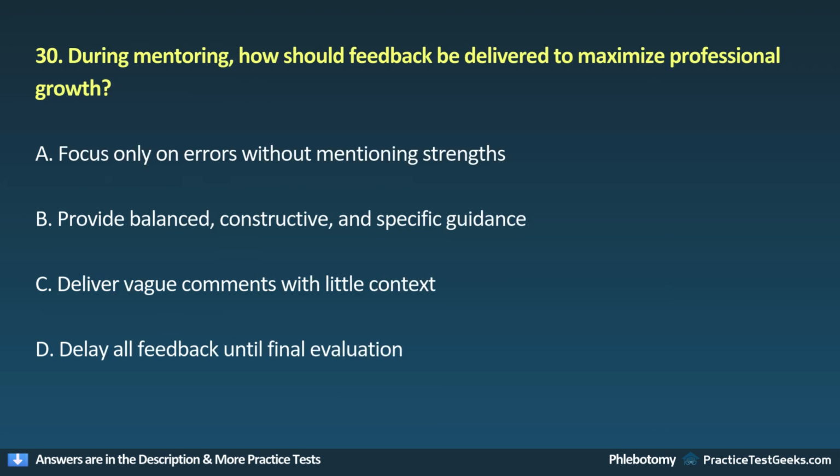30. During mentoring, how should feedback be delivered to maximize professional growth? A. Focus only on errors without mentioning strengths. B. Provide balanced, constructive, and specific guidance. C. Deliver vague comments with little context. D. Delay all feedback until final evaluation.